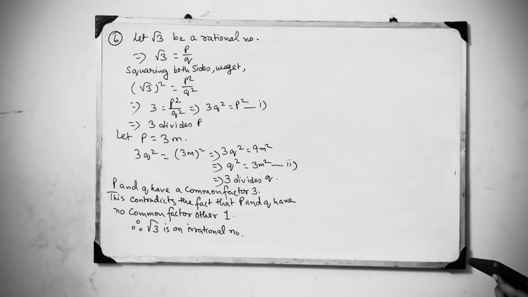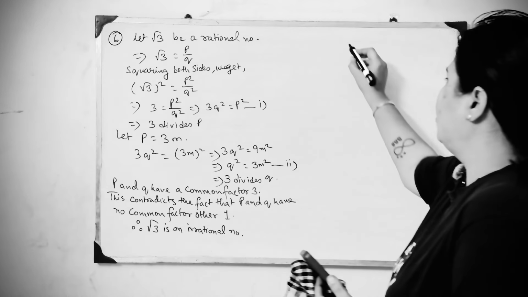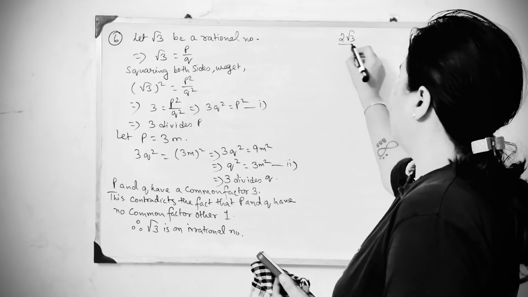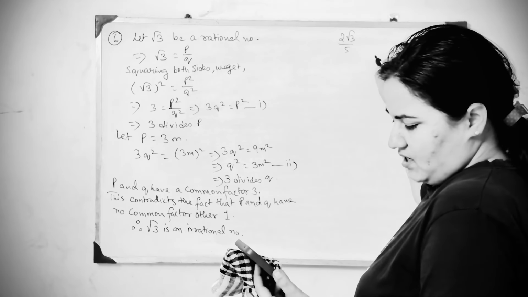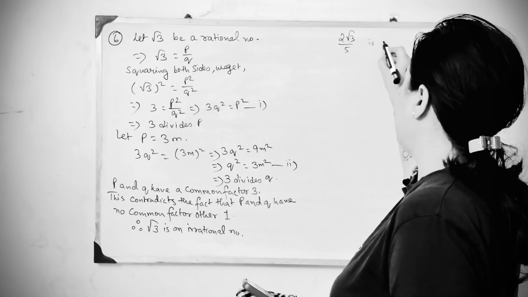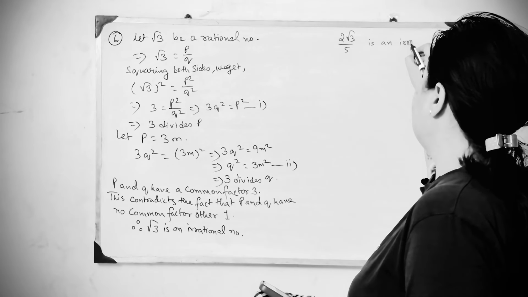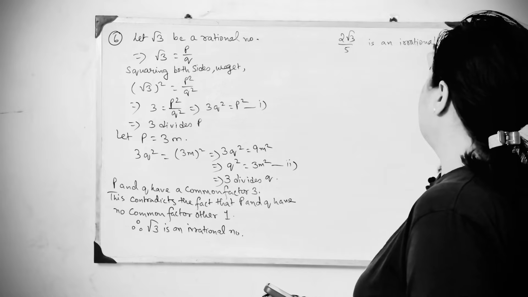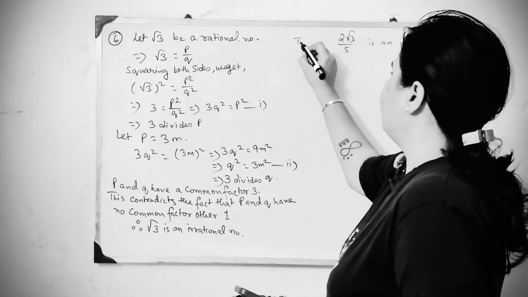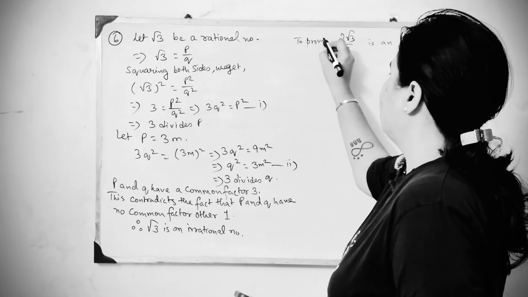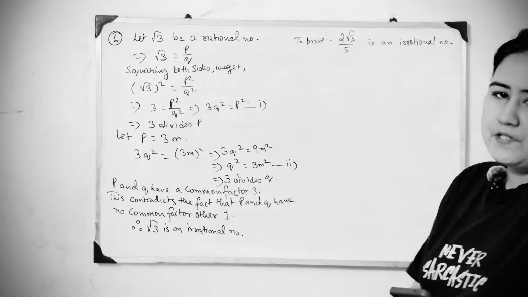It was to show that 2 root 3 by 5 is an irrational number, to prove. Okay, this is the second part of the sum.